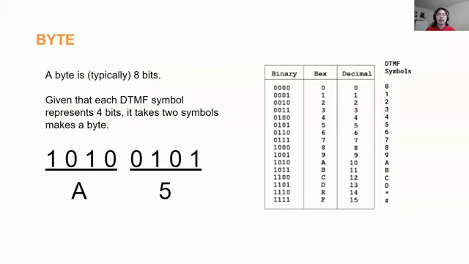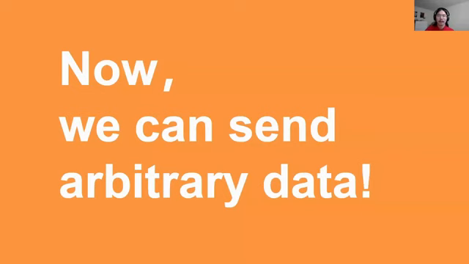Given that each DTMF tone represents 4 bits, it takes 2 symbols, 2 key presses, to make 1 byte. For instance, if I want to transmit this byte made of 8 bits, 1010 0101, it's just arbitrary, but it has a good pattern, right? Then if you look into the lookup table, 1010 gives you A, 0101 gives you 5. So what you're going to do to transmit this byte is press A5 on the keypad. That's it. And congratulations, now we can actually send any arbitrary data.